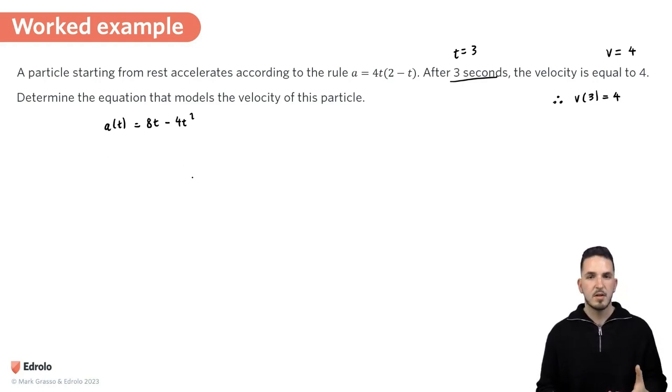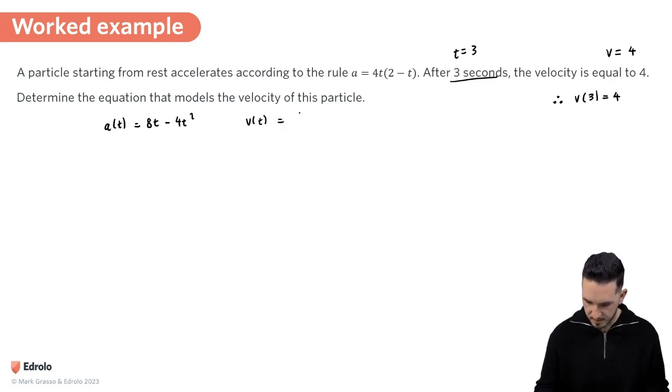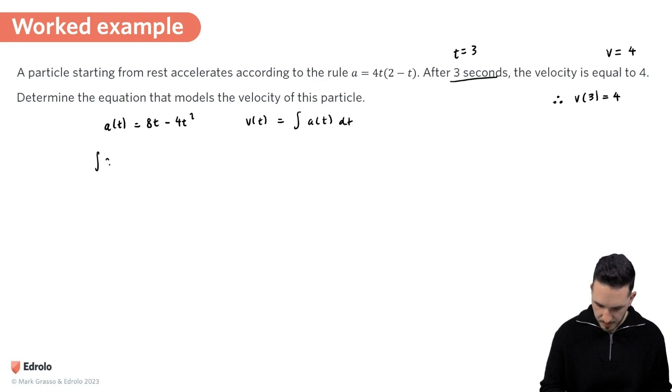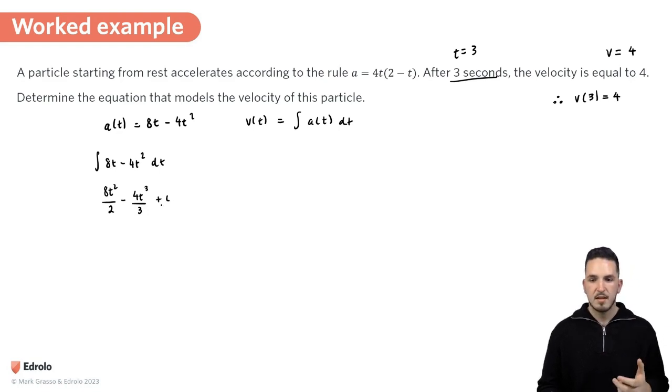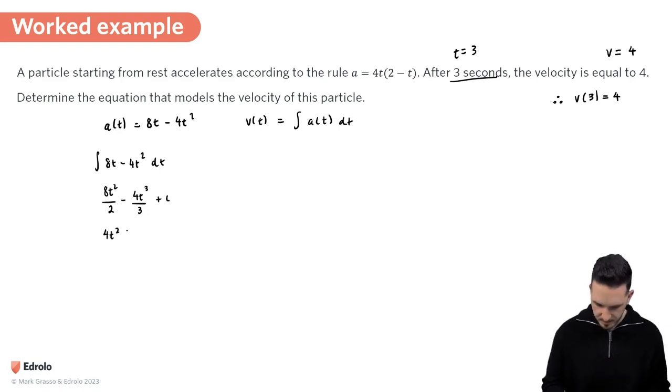So now we want to find the velocity. If we think back to the previous line, velocity is equal to the integral of acceleration. So v of t is equal to the integral of a of t dt. So that's exactly what we want to do. We want to integrate this now. So we're going to have the integral of 8t minus 4t squared dt. Integrating, this will become 8t squared on 2 minus 4t cubed on 3 plus c. Simplify. So this will just become 4t squared minus 4t cubed on 3 plus c. So this is v of t.